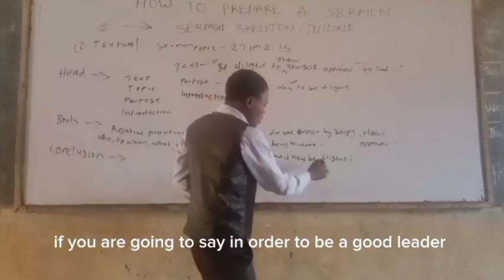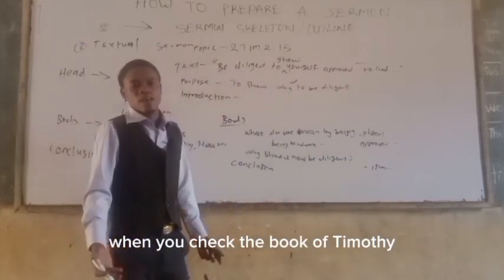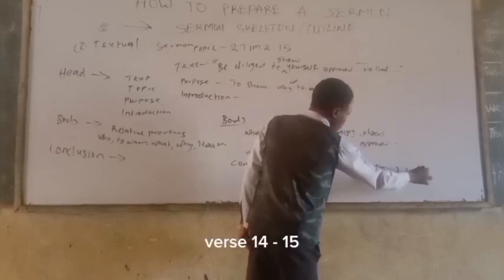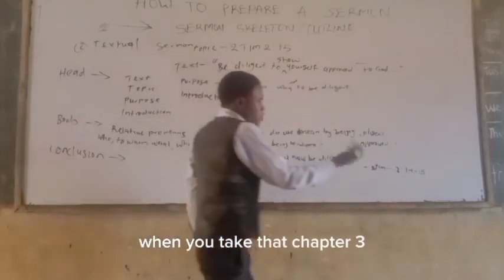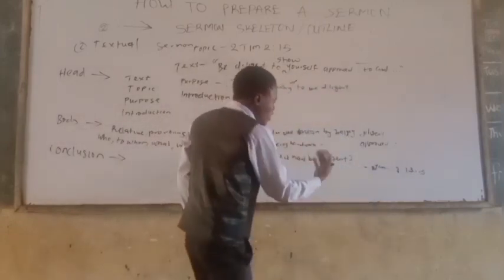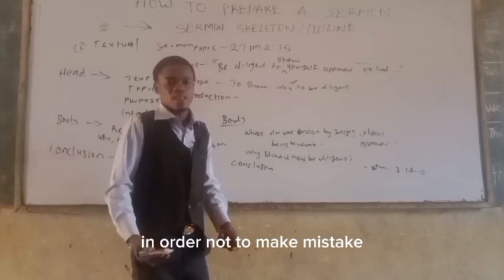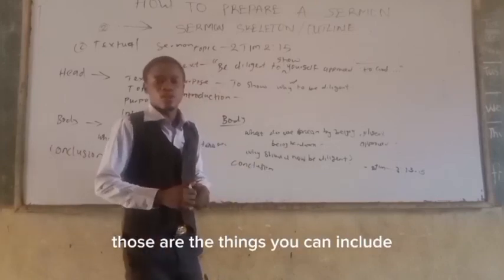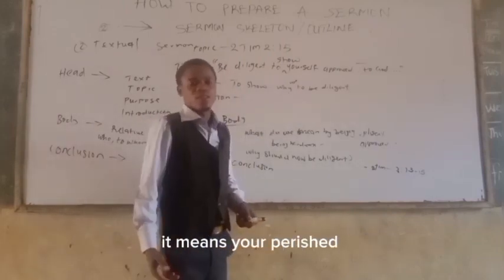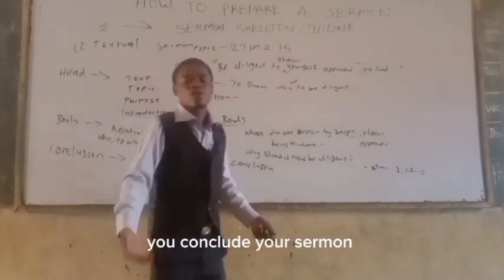If you are going to say, in order to be a good leader, Paul says something related to that to Timothy. When you check the book of Timothy, probably 2 Timothy chapter 3, verse 14 to 15, or from 13. You can still say, in order not to lead the people of God astray, in order not to make mistakes. Those are the things you can include, or in order not to perish, because once you are not approved by God, it means you have perished. Those are the things you can include. Then you go to your conclusion, you conclude your sermon.